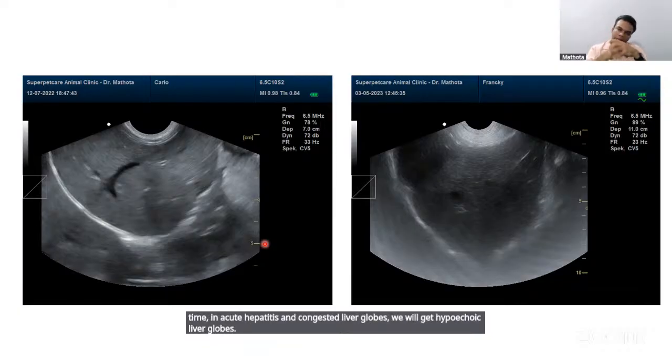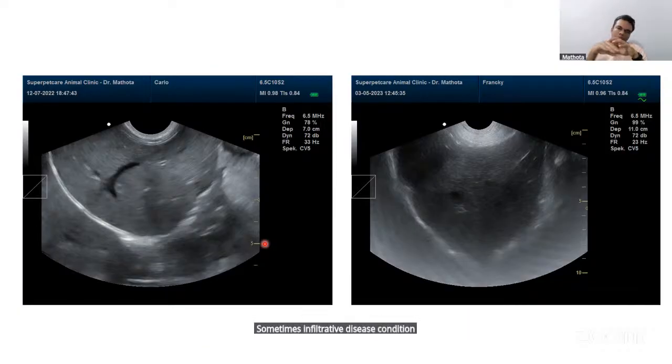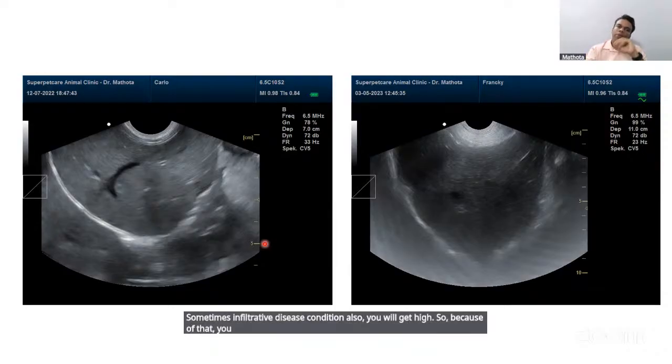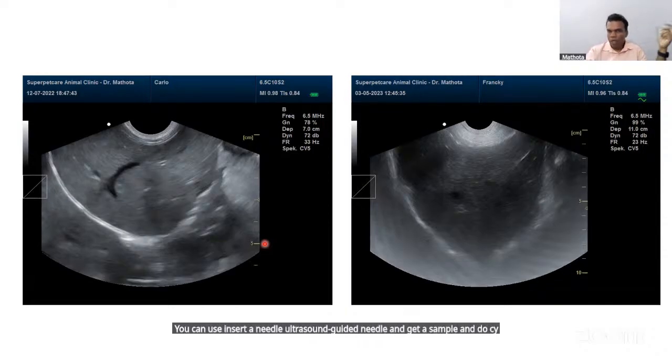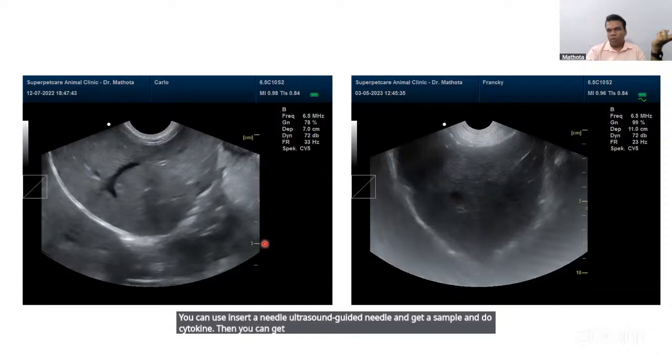Sometimes in infiltrative disease conditions also you will get hyperechoic or hypoechoic changes. Because of that, you can't give a definitive diagnosis looking at a hyperechoic liver or hypoechoic liver. So in this case, what you have to do is get a sample from the liver using FNA. You can insert an ultrasound-guided needle, get an FNA sample and do cytology. Then you can get a specific diagnosis.